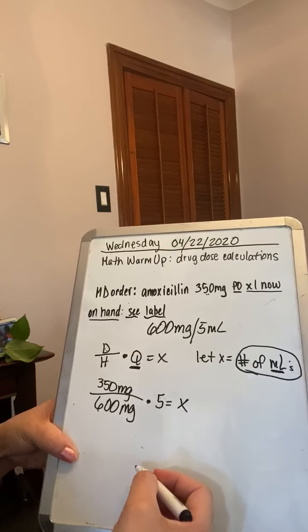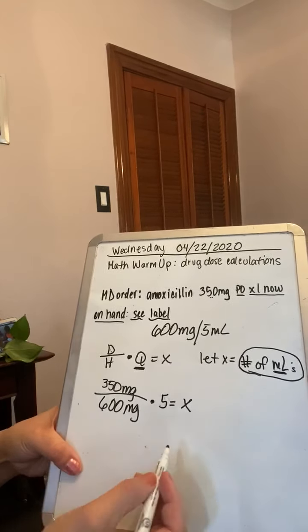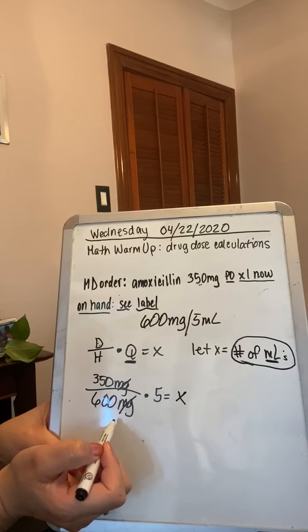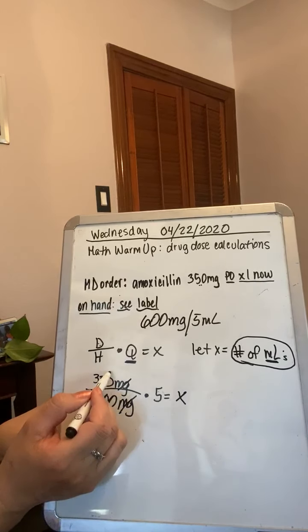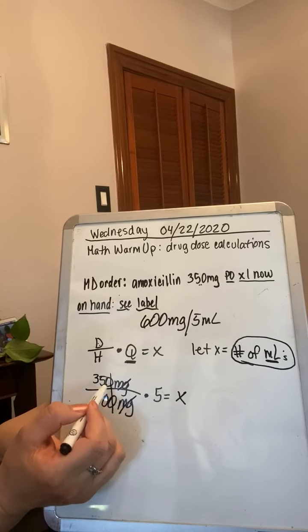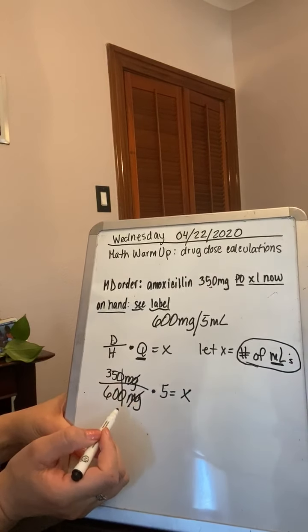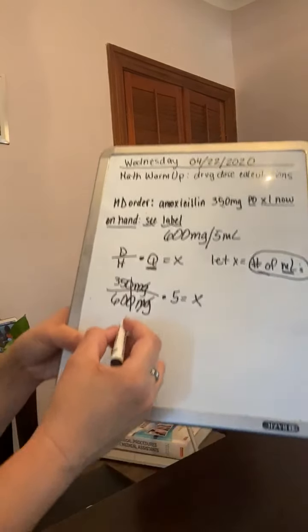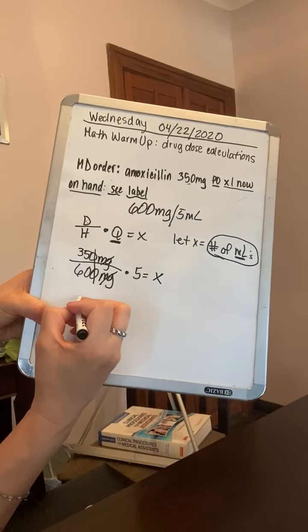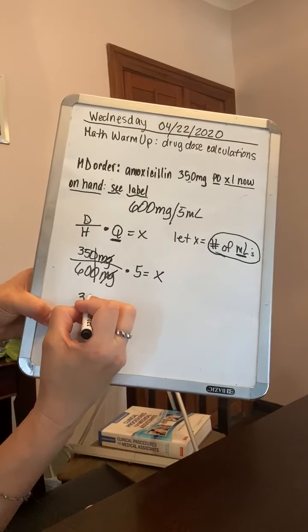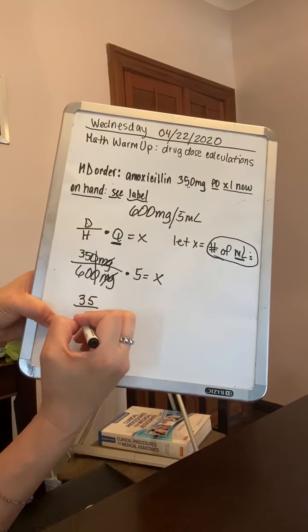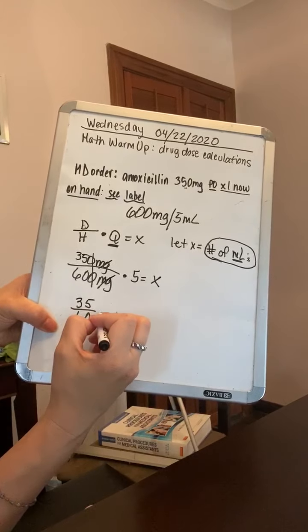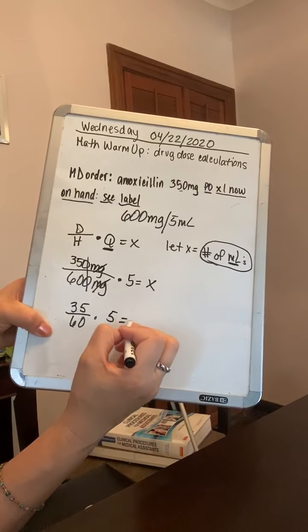Next step, if my units of measurement match, I can cancel them out. If not, I have to make them match. Okay. I also can cancel out one set of zeros here, and that's it. If I carry it down a little further, it's going to be 35 over 60 times 5 equals X.